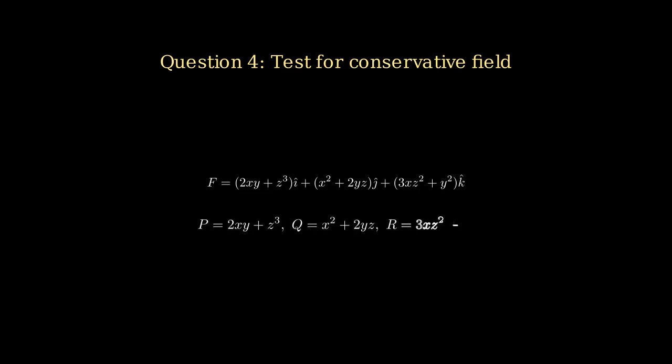Question 4. Test for conservative, then find the potential function. Take f equals the quantity 2xy plus z cubed, i hat, plus the quantity x squared plus 2yz, j hat, plus the quantity 3xz squared plus y squared, k hat. So p equals 2xy plus z cubed, q equals x squared plus 2yz, and r equals 3xz squared plus y squared.